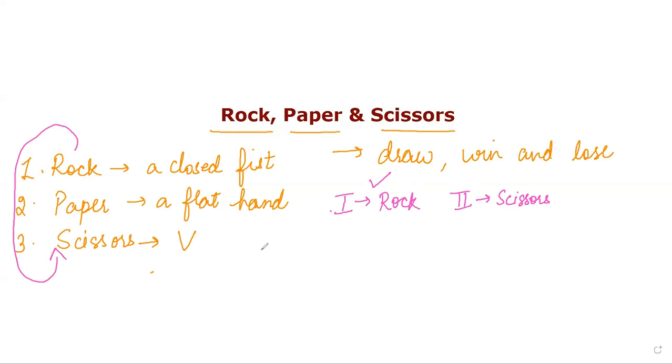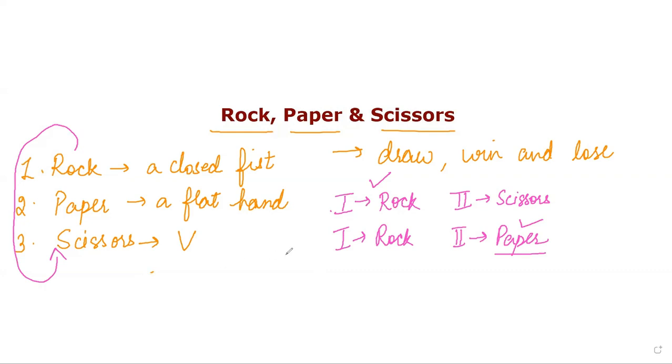Now, see, when the first is making a rock and the second is making a paper, paper has the ability to cover the rock. It means in that case, paper will win.